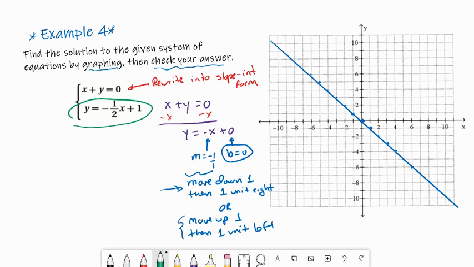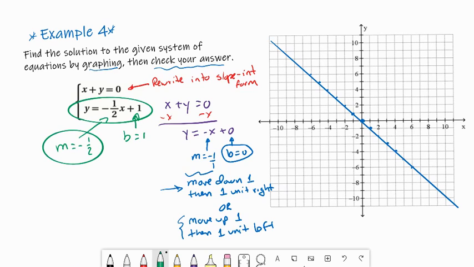And now we'll graph the other equation, and we see that this is already in slope-intercept form. So we have a b value of 1 and a slope of negative 1/2. This slope of negative 1/2 means we will move down 1 and 2 to the right. Or you can move up 1, then 2 units left.